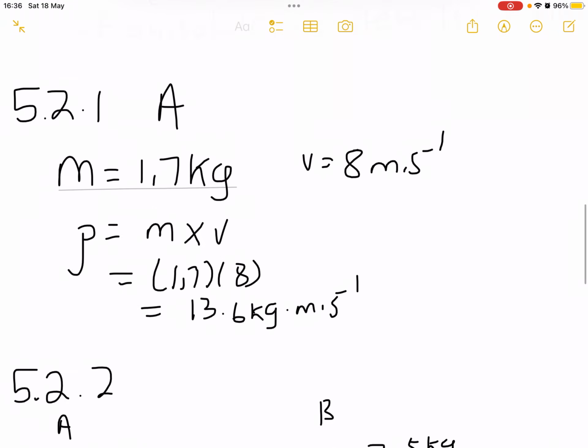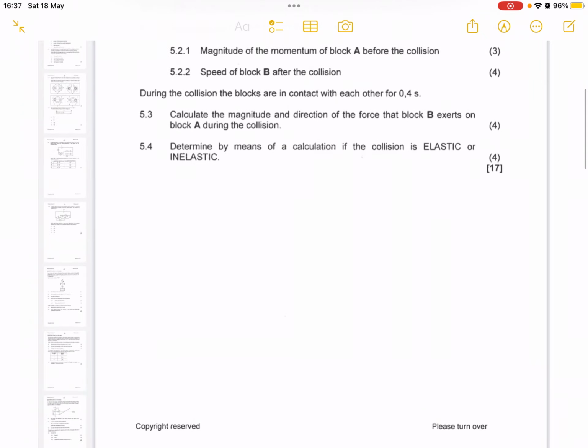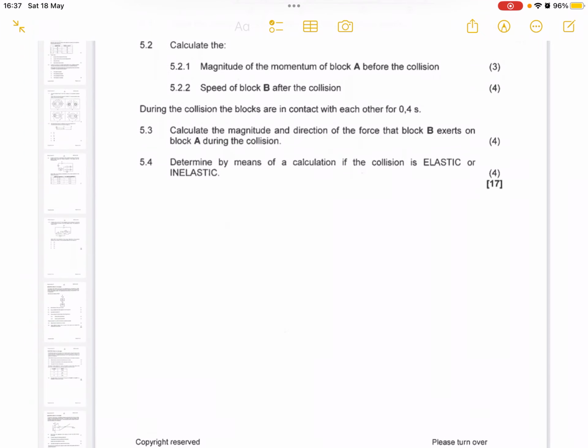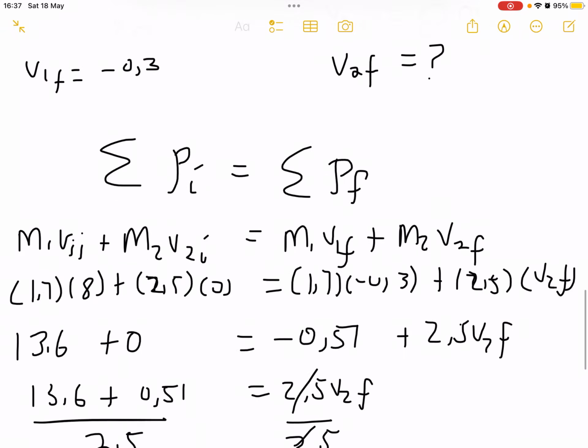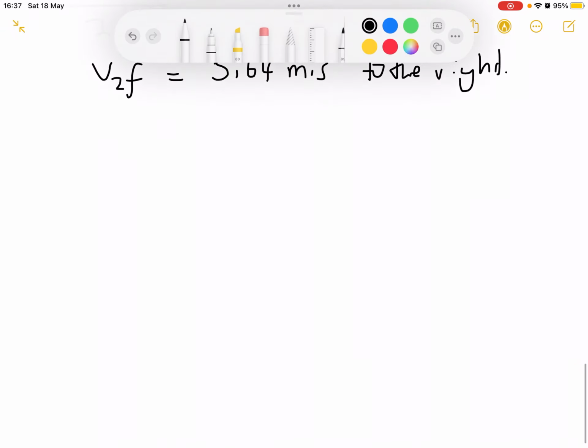Next up, during the collision, the blocks are in contact with each other for 0.4 seconds. And you have to calculate the magnitude and direction of the force that block B exerts on block A during the collision. Now the force that they're talking about is the net force.